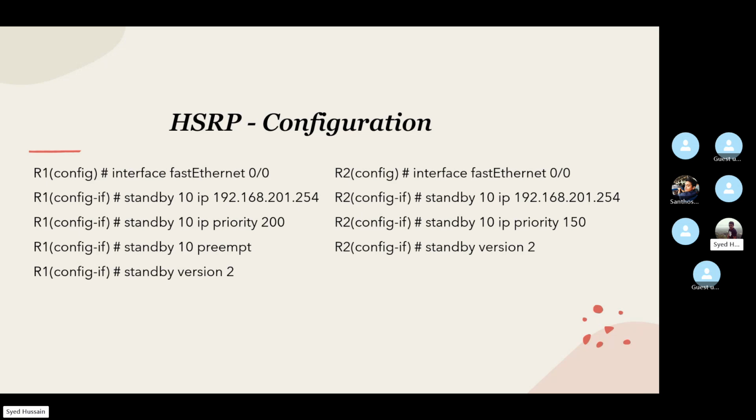You can see standby 10 preempt, then standby version 2. Again, on router 2, interface FastEthernet, standby 10 with the same HSRP number and the same virtual IP address. The reason is again that the traffic needs to switch to the standby if the active one is down. Then standby 10 priority 150, and then standby version 2.